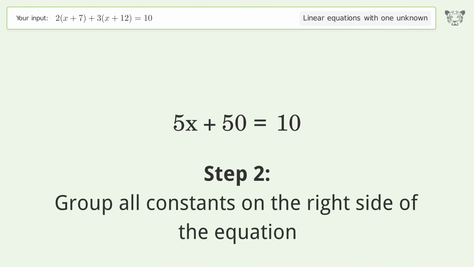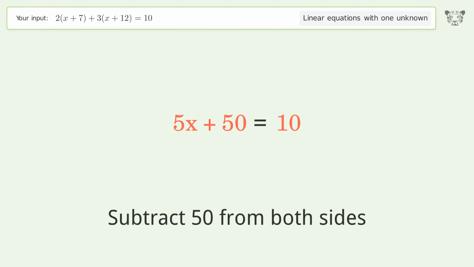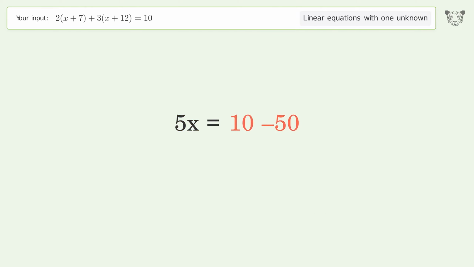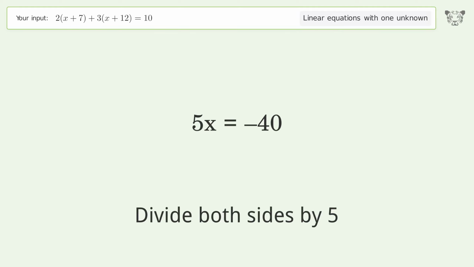Group all constants on the right side of the equation. Subtract 50 from both sides. Simplify the arithmetic. Isolate the x. Divide both sides by 5.